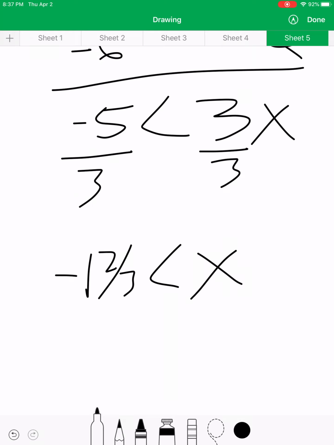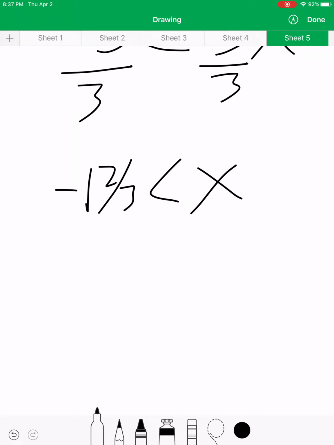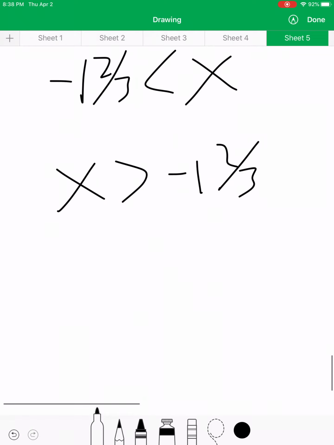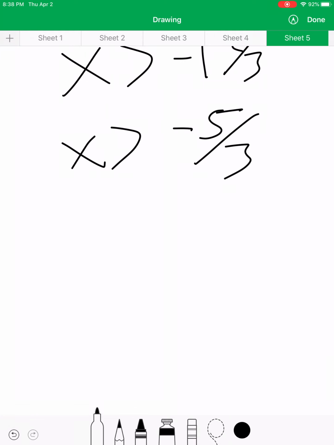Do not read negative 1 2/3 is less than x. You always read from the variable. So the proper way to read this is x is greater than negative 1 2/3. If you don't like how it's written like this, you can flip it around and make it x is greater than negative 1 2/3. Or you could write it as x is greater than negative 5/3. All of those are correct, okay? Not required for you to flip it. I just know some of you like it when the variable's on the left side more.